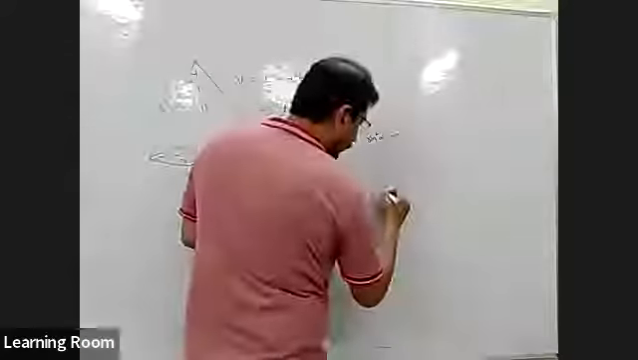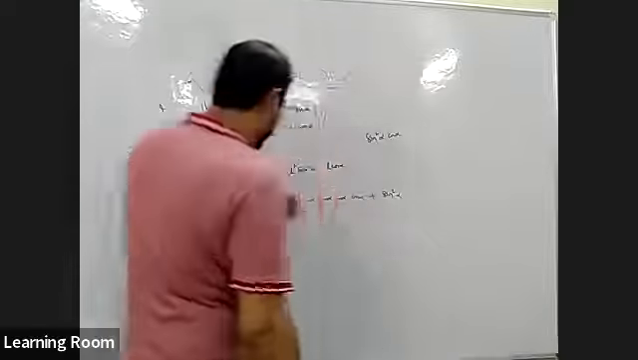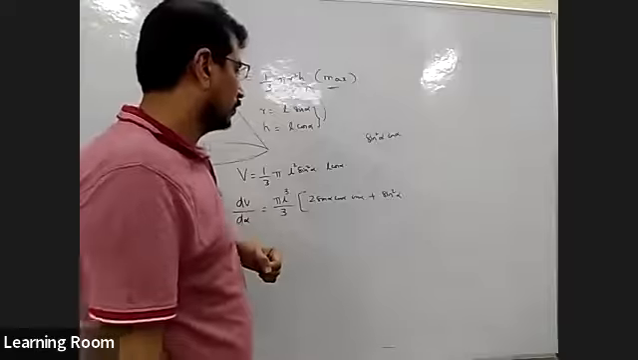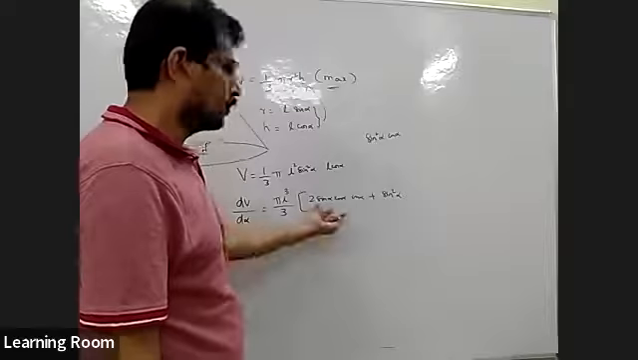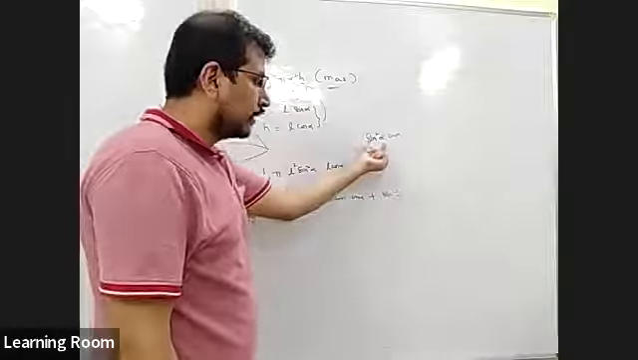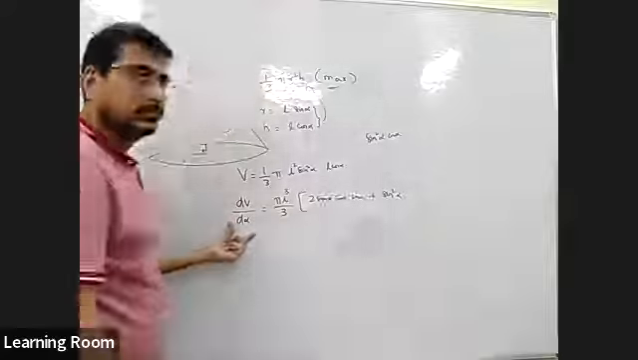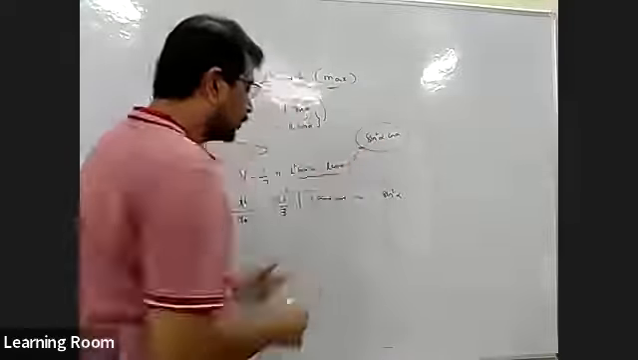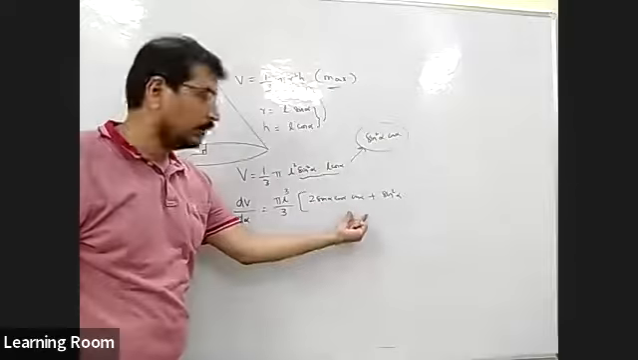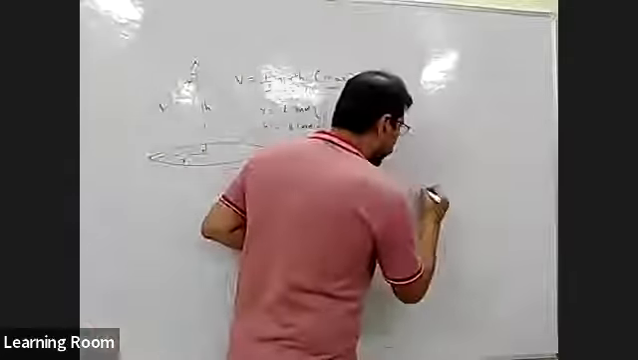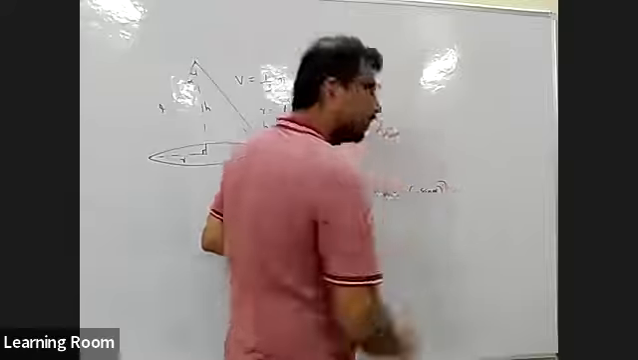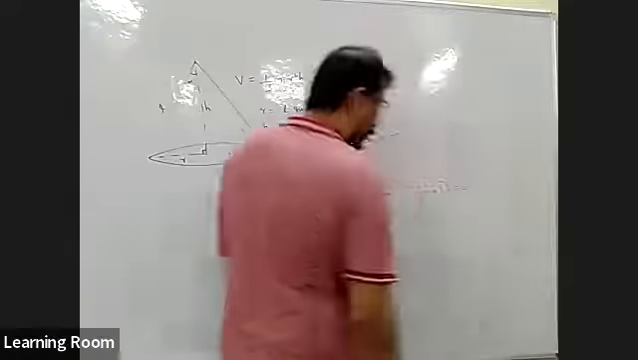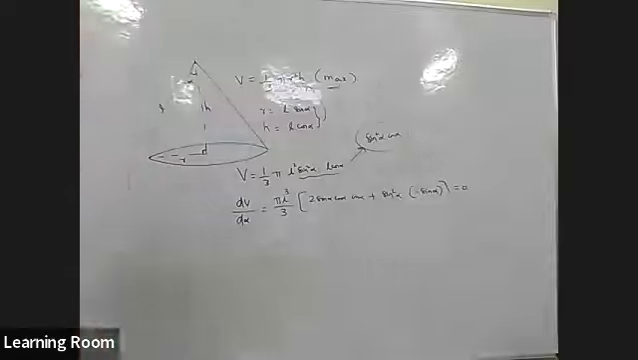Plus sin square alpha into the derivative of cos alpha. See, I wrote this function separately and then differentiated. So 2 sin alpha into cos alpha into cos alpha, plus sin square alpha into minus sin alpha, accepted. This whole thing is supposed to be equal to 0. Any doubt in that? It is very clear.